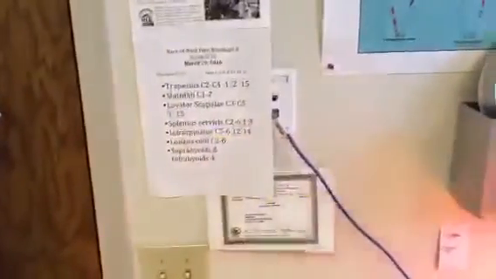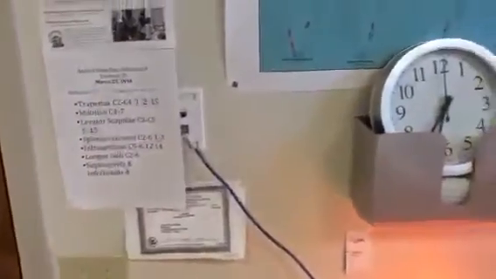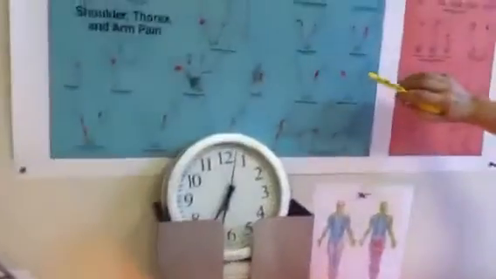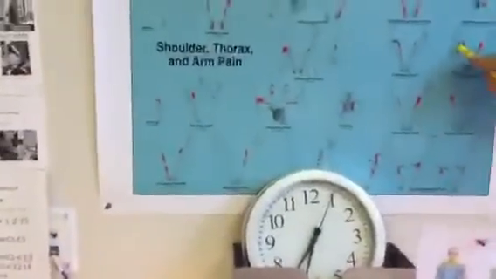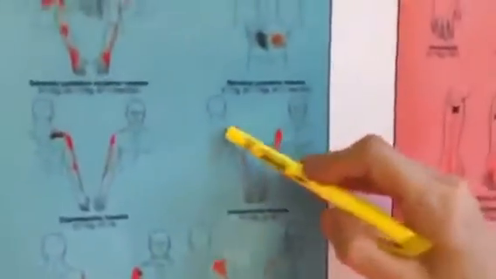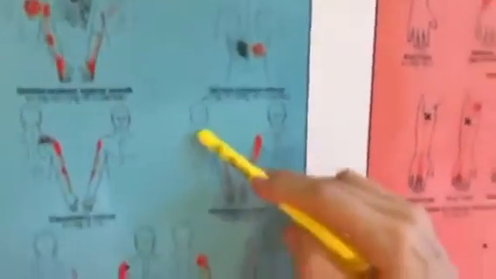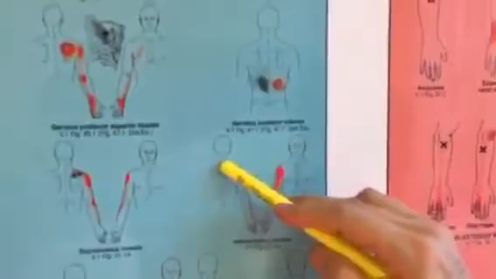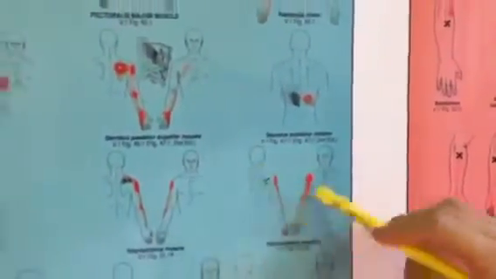Okay, the next one here is the infraspinatus. Let's take a look at the referred pain pattern of that one. Interestingly enough, the infraspinatus causes front of the shoulder pain, but in addition to that, it causes pain up here in the back of the neck. It doesn't show it in this particular one here, but it does cause that. Then the longus colli. That's one of the muscles that's very likely to cause pain in the back of the neck.